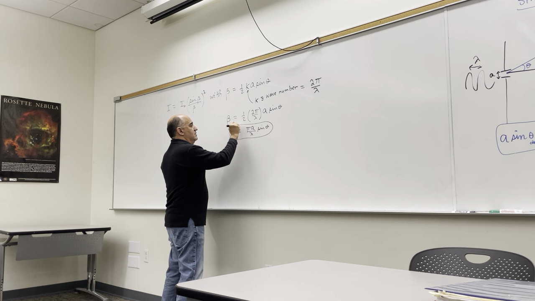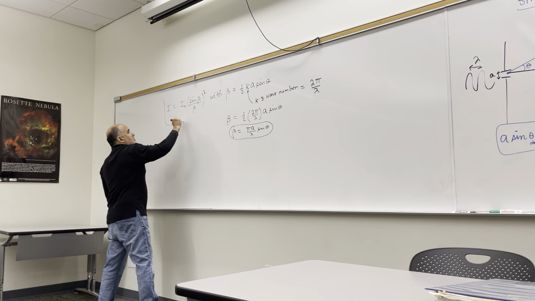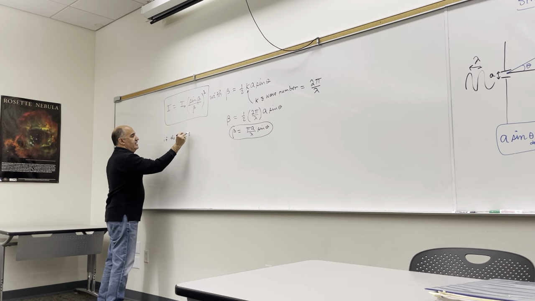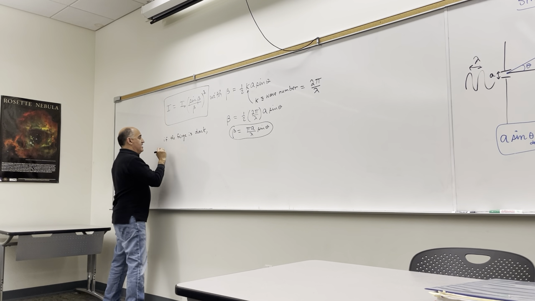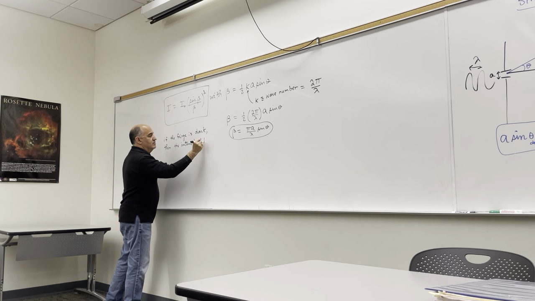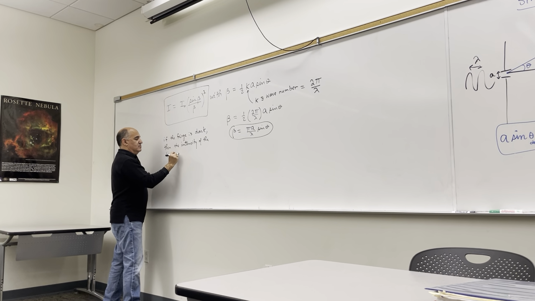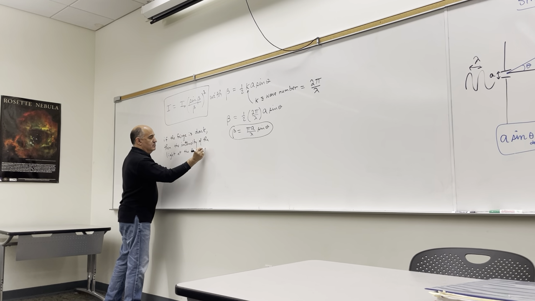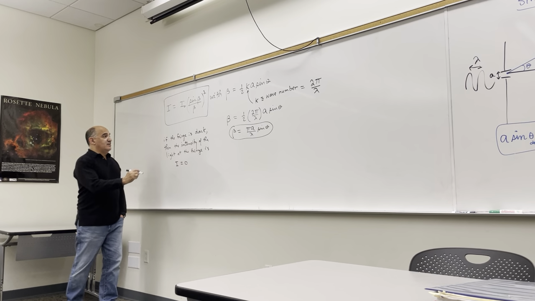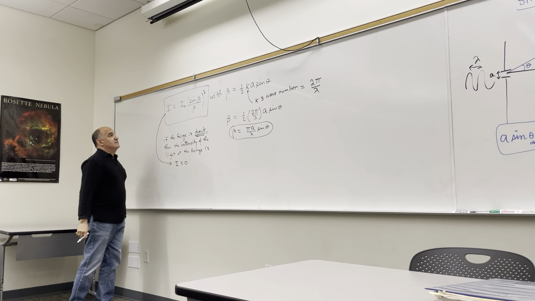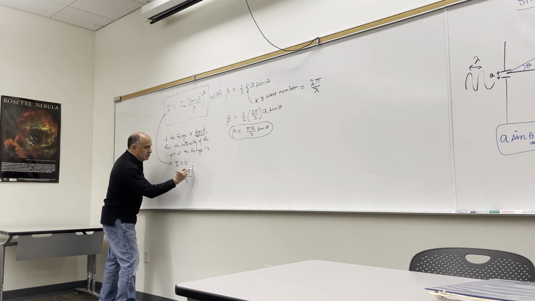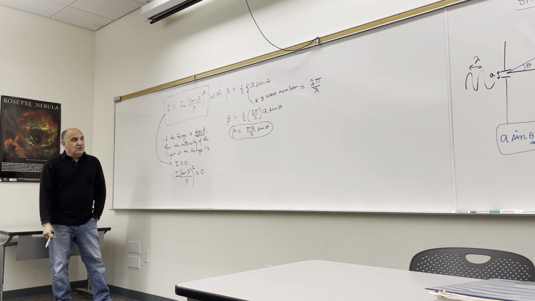Now, that's the intensity on the screen. If the fringe is dark, then what is the intensity of the light? Zero, exactly. So, if it's dark, then this intensity is zero. But if that is zero, then I sub zero times sine of beta over beta squared has to be zero.